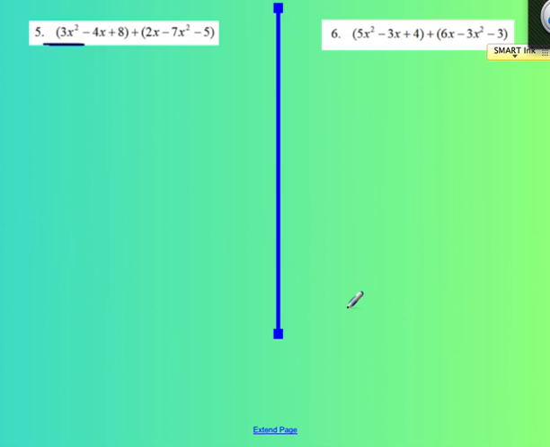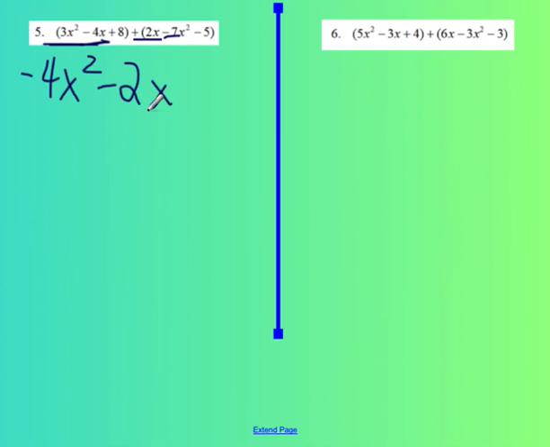So I have 3x and combine those to be negative 4x squared. Sorry about that little blip there. My computer kind of had a mental breakdown. All right, then we have negative 4x plus 2x. Add those two together and you're going to get a negative 2x. Last but not least is 8 and negative 5.